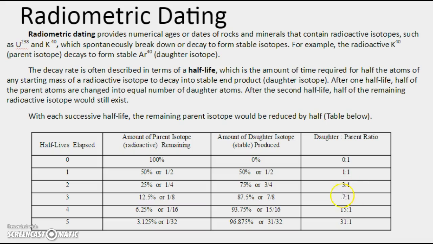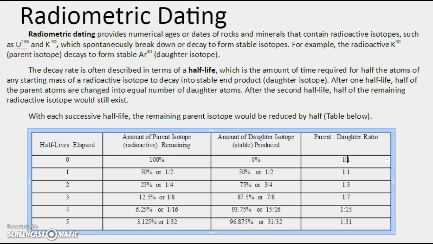We can look at these ratios to determine exactly what the half-life is, based on the ratio of parent to daughter. And notice I switched this to be parent to daughter, so I don't know why I did that. So this should be 1:0. Okay, moving on.